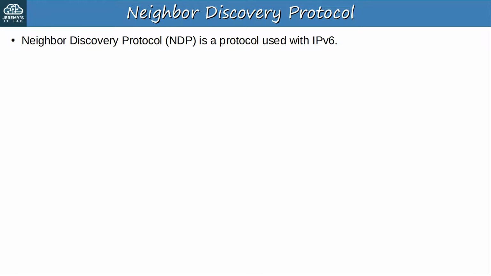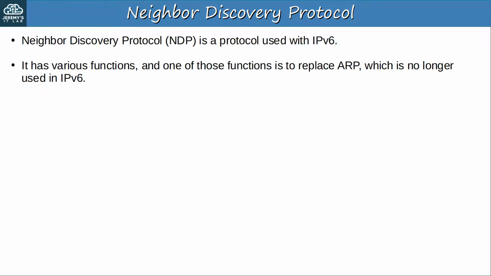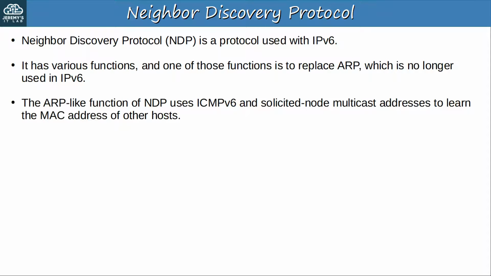Neighbor Discovery Protocol, NDP, is a protocol used with IPv6. It's not directly listed on the exam topics list, but just as ARP is an essential part of IPv4 routing, NDP is an essential part of IPv6 routing, so you should have at least a basic understanding of it. It has various functions, and one of those functions is to replace ARP, which is no longer used in IPv6. The ARP-like function of NDP uses ICMPv6 and solicited node multicast addresses to learn the MAC address of other hosts.